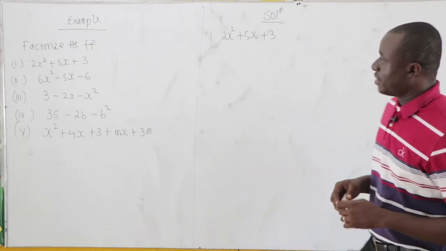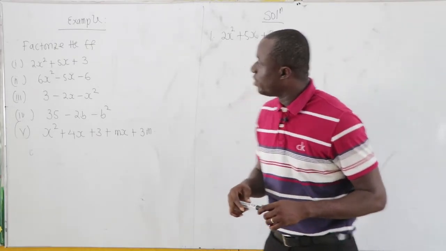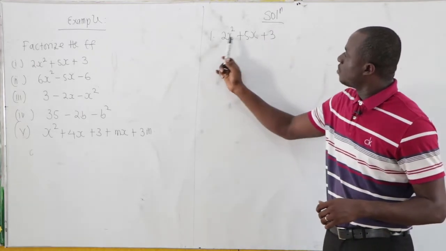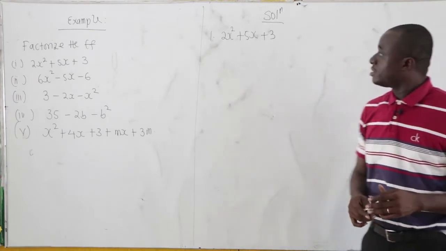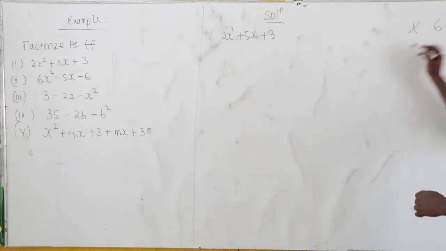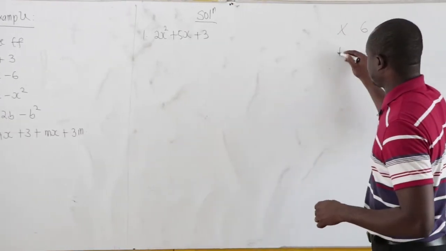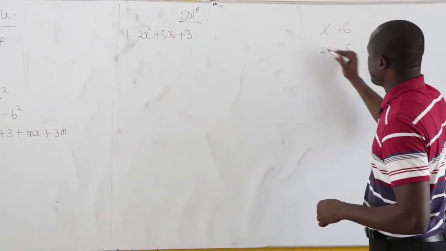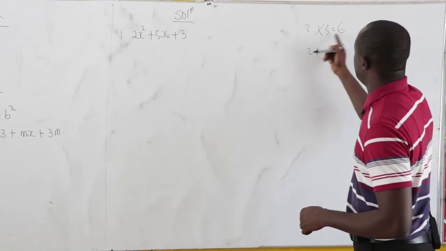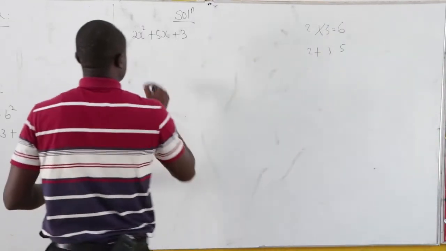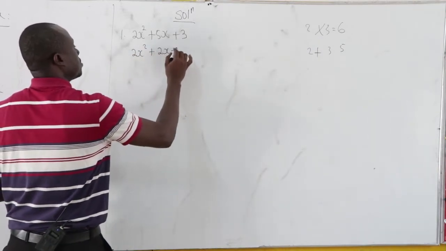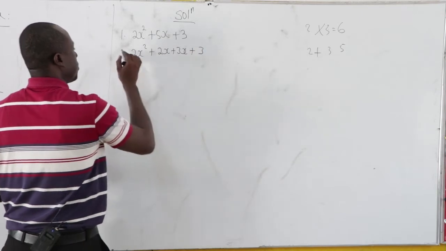Now let's consider this example. Factorize the following. The first one is 2x squared plus 5x plus 3. Now 2 times 3 will give us 6. So two numbers, when you multiply, you have to get 6, and when you add, you have to get 5. Clearly 2 plus 3 is 5, and 2 times 3 is 6. So here we have 2x squared plus 2x plus 3x plus 3.